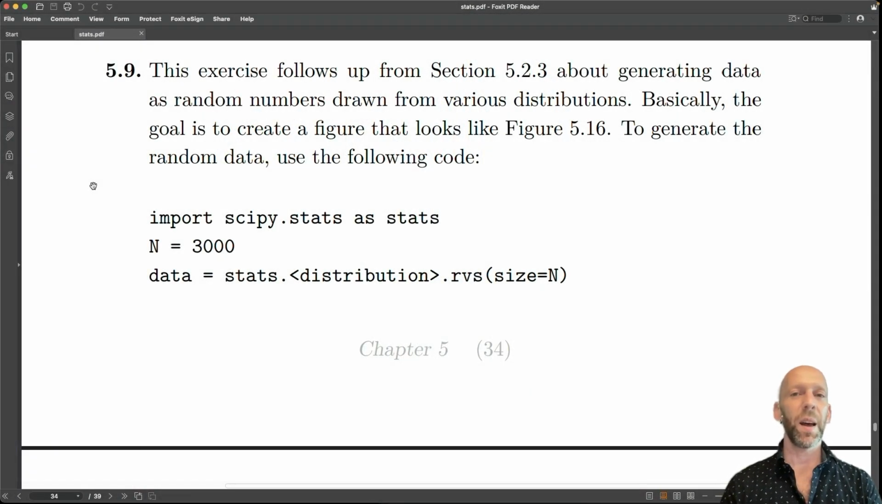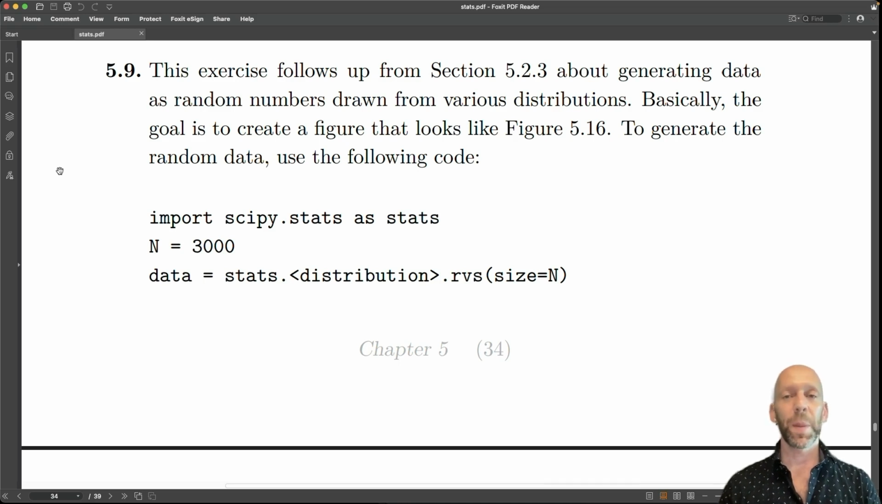The main purpose of this exercise is to introduce you to using Python functions, in particular from the scipy.stats library, that will allow you to create randomly generated data from lots and lots of different types of distributions.